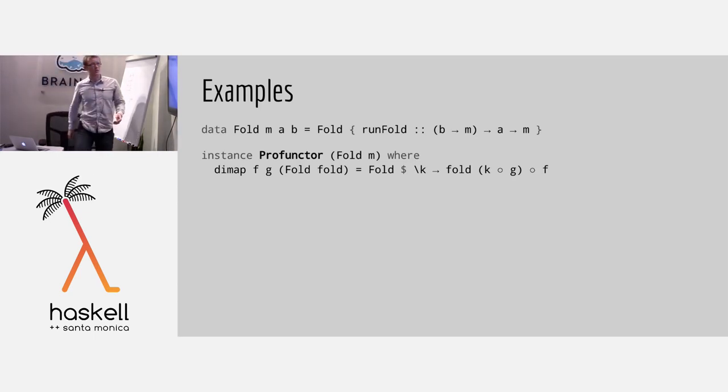Okay. So another profunctor, this is a bit more interesting, is this fold. Okay, so if I have some m, which is going to turn out to be a monoid later on, that's going to collect up some results. Okay, and I have my a and my b. Then a fold is going to be something which takes a way of sort of monoidally analyzing a b, and it'll give you back a way of monoidally analyzing an a.